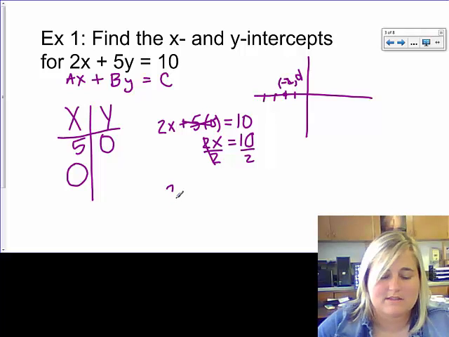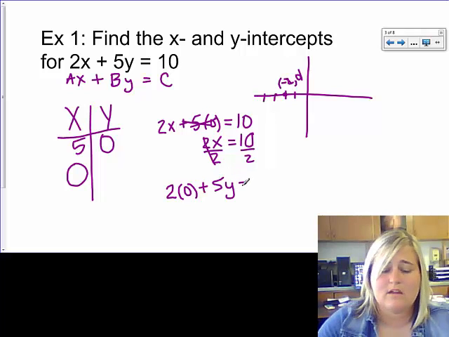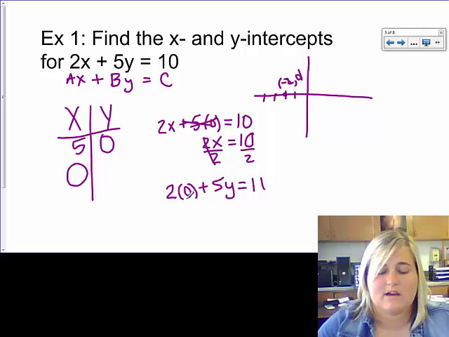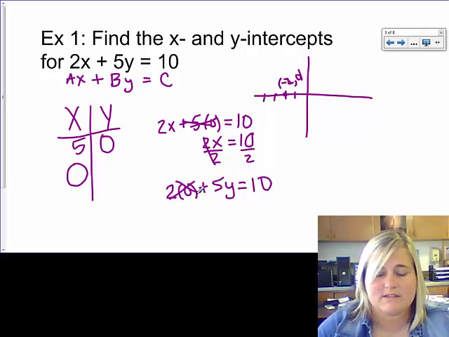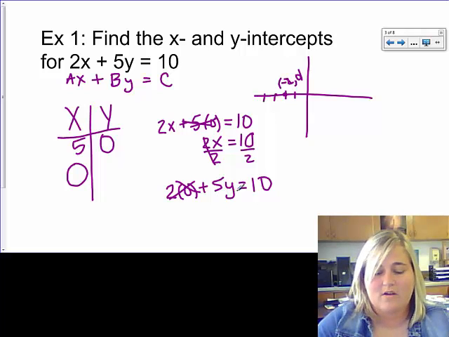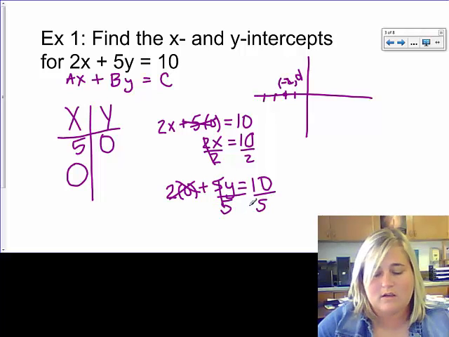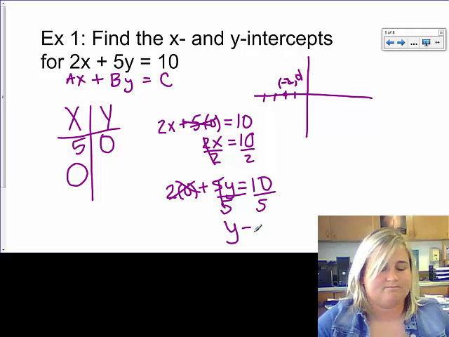So I have 2, instead of x, I'm going to put that 0, plus 5y equals 10. 2 times 0 is going to cancel out for us, so I'm left with 5y equals 10. To get y by itself, I need to divide by 5 on both sides. And that's going to leave me with y equals 2.